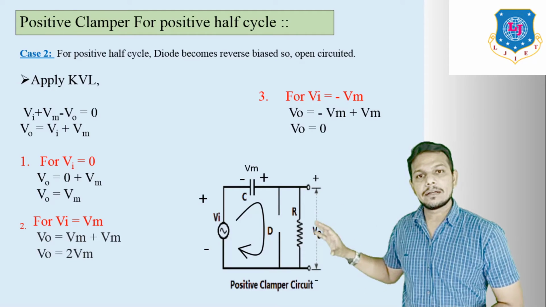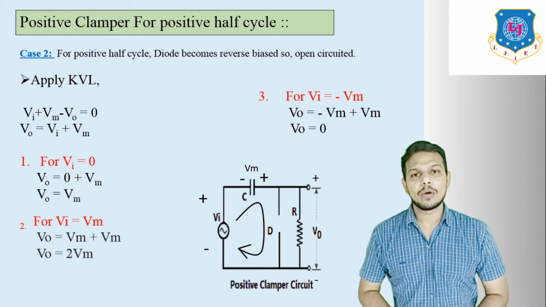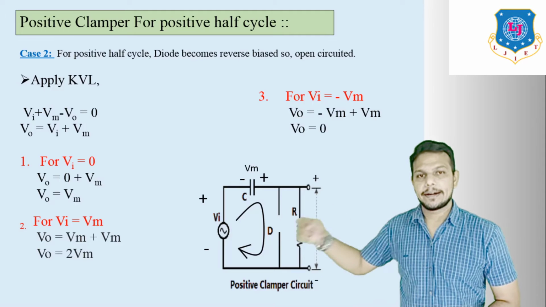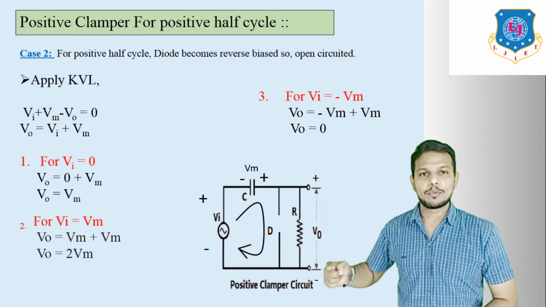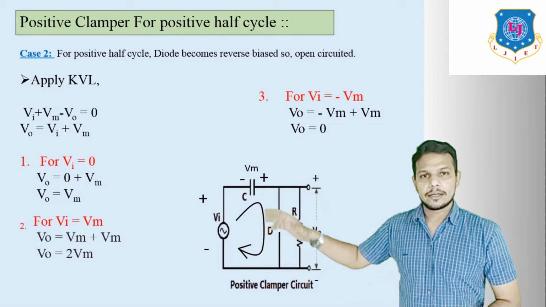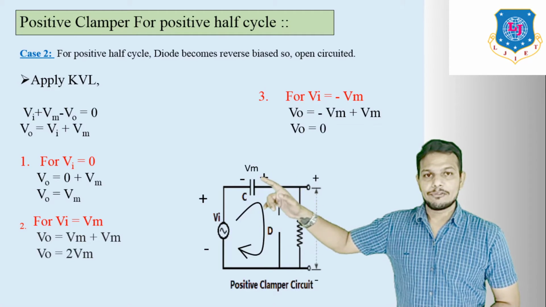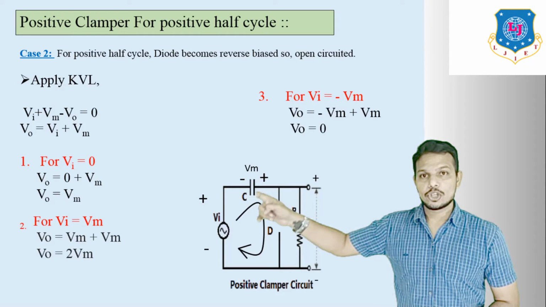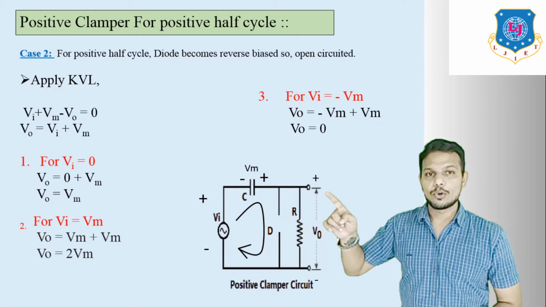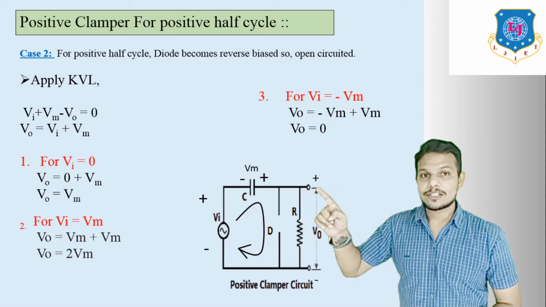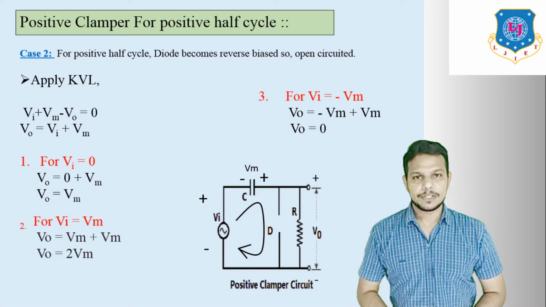Now how do we get VO in case number 2? Before that we have to apply KVL to this circuit diagram. I am starting with VI and going towards the output voltage VO. VI's sign is positive, so it goes to VM, but VM's first sign is negative, so we put VI plus VM. Then it goes to the VO side, but VO's first sign is positive, so we put minus VO is equal to 0.